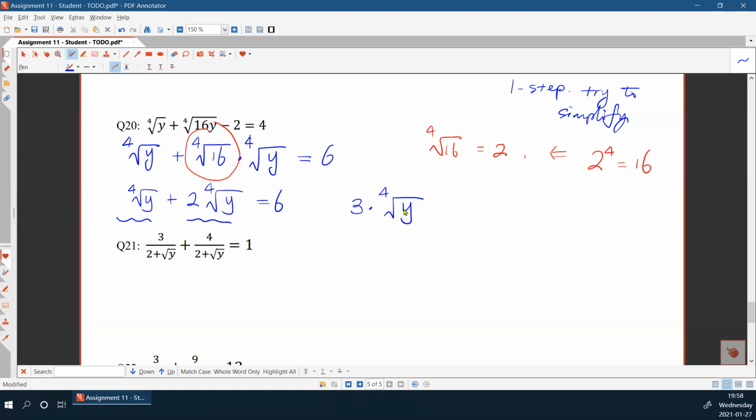4th root of y equals 6. And of course, this gives you 4th root of y equals how many? 2, right? So when you have a 4th root of y is 2, what is y? Y is, of course, 2 raised to the 4th, right? Which is 16. Do you have any questions?